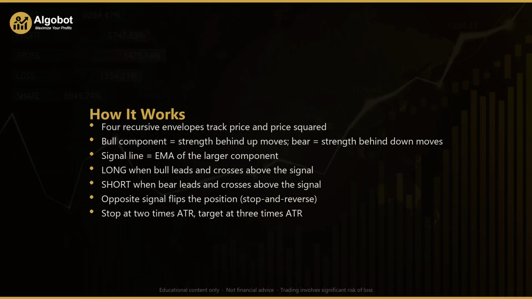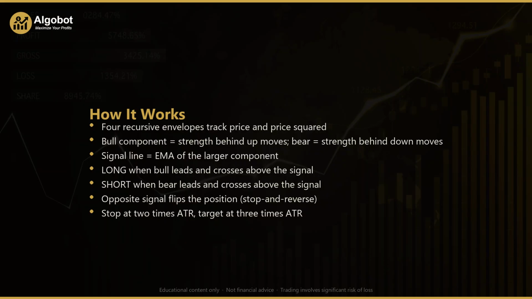Next, it takes the larger of the bull and bear components on each bar and runs an exponential moving average over that series. The length of that average is set by the signal period input, which defaults to 9. This smooth line is the signal, and it represents the recent, typical level of dominant side strength. Now for the entries. A long signal appears when two things are true together. First, the bull component must be greater than the bear component, meaning the upside has control of the market. Second, the bull component must cross above the signal line, having been at or below it on the previous bar. That crossing marks a fresh expansion of upside conviction, and it is the long entry condition.